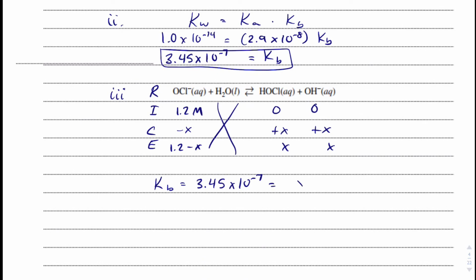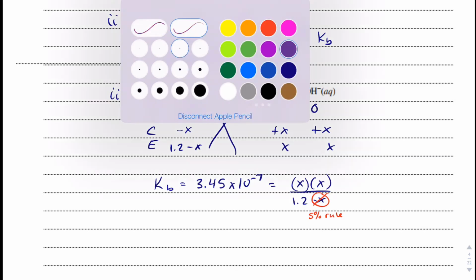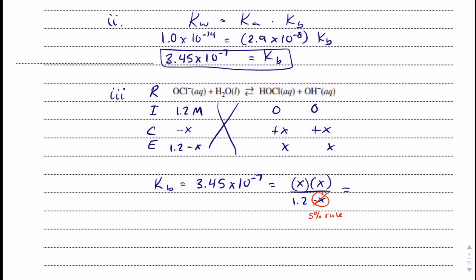And we're going to end up with x times x over 1.2 minus x. We will use the 5% rule to get rid of minus x. That way we don't have to use a quadratic. And we're going to end up with x squared over 1.2 equals 3.45 times 10 to the minus 7. And x, when you solve that out, that will equal 6.43 times 10 to the minus 4.